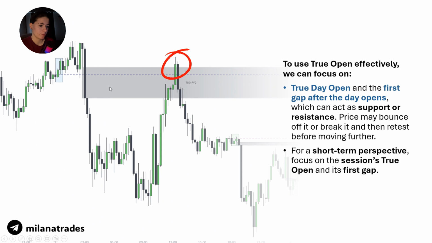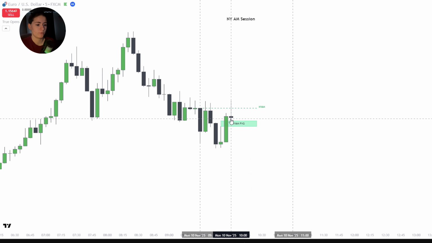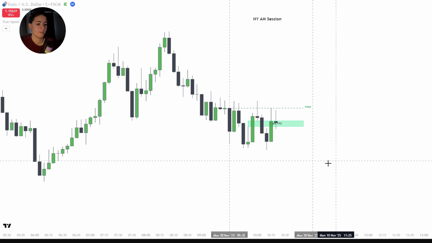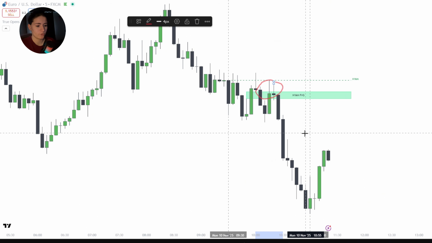It can bounce if the area is defended, or retrace into the gap to fill it before continuing in the original direction. Second, if you are trading short-term or intraday, you can apply the same logic to the session's open and its first fair value gap. These early session gaps often provide some of the cleanest reactions, and they highlight where initial buying or selling pressure creates an imbalance right after the session starts.